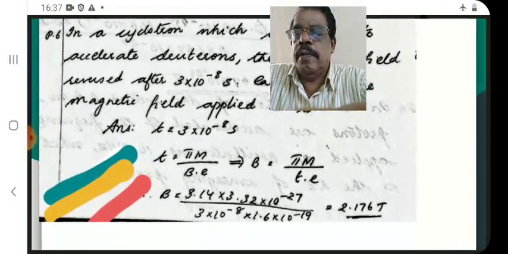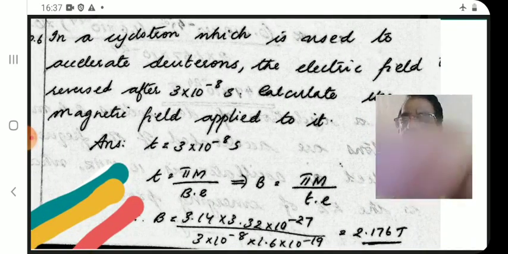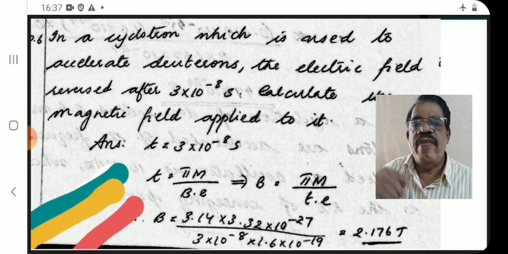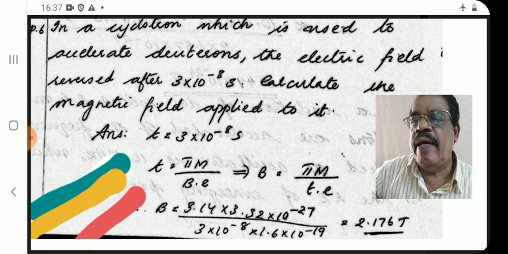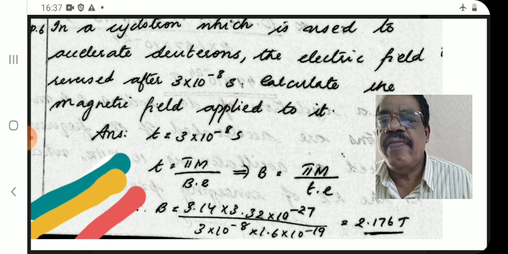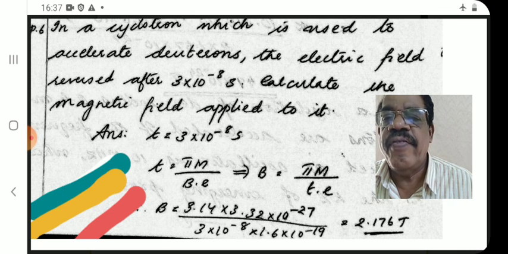Next question. In a cyclotron which is used to accelerate deuterons, the electric field reverses after 3 into 10 raised to minus 8 second. Calculate the magnetic field applied to it.